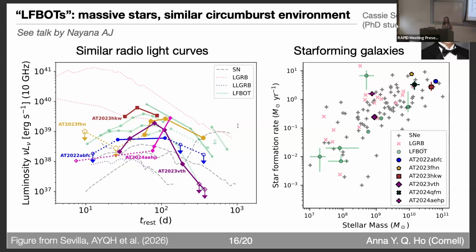What you can see is that the radio light curves peak at around the same time. They're all clustered within an order of magnitude or so in luminosity. And it's very different from core collapse supernovae, which can vary by orders of magnitude in peak luminosity and in time to peak. So that implies a similar circumburst environment at the time the transient occurs. And on the right-hand side, you are seeing the stellar mass versus star formation rate of their host galaxies. Every single one of them is in a star-forming galaxy. So I think the implication is that they have something to do with massive stars, which immediately disfavors some of the proposed models in the literature.